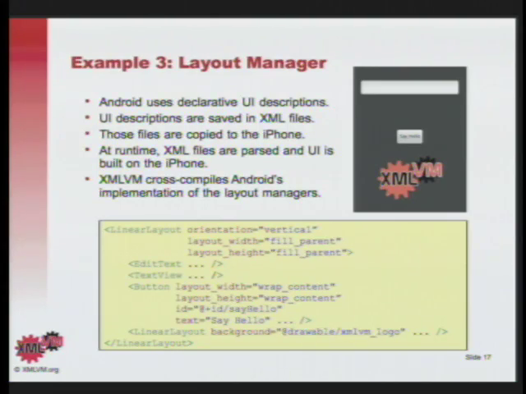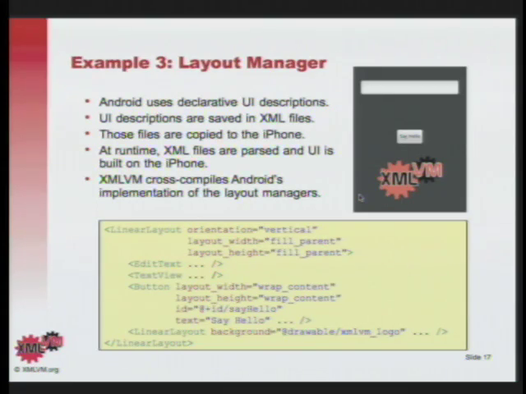Basically, it just defines a vertical arrangement of different interface elements. And what you can see is that this linear layout has an edit text, a text view, a button, and then another linear layout that is simply a wrapper around a little logo. And in the screenshot on the right, you can see what it would look like in the preview of Eclipse.